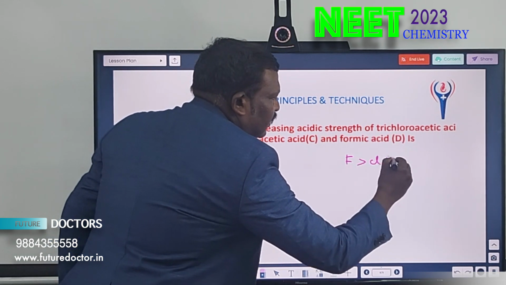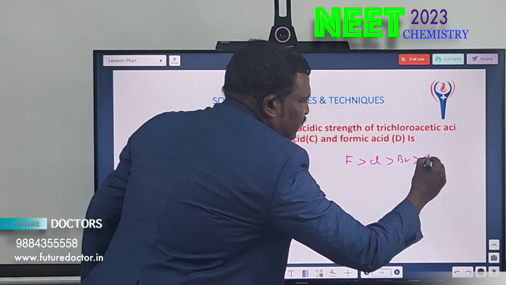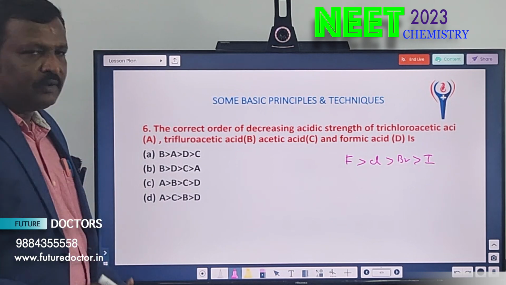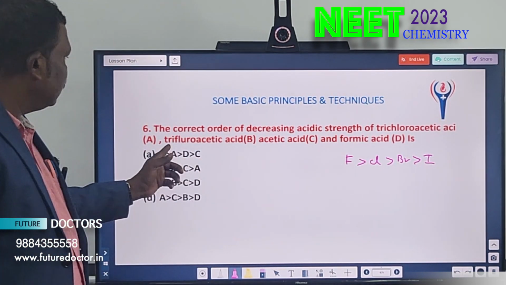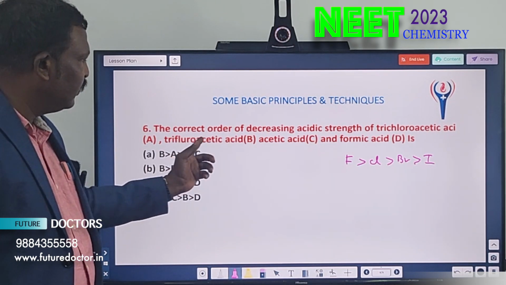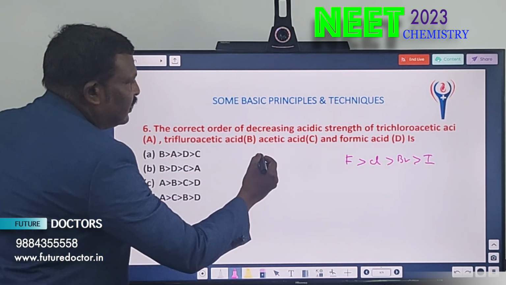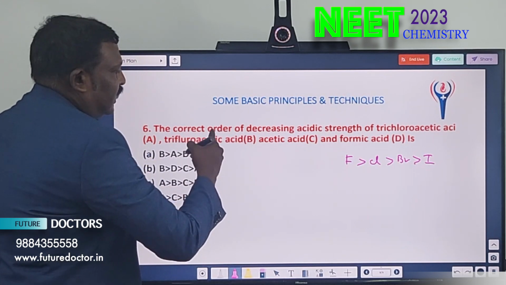Fluorine, then chlorine, then bromine, then the least one is what? Iodine. Okay, any compound having fluorine has more electron withdrawing tendency. So which compound has fluorine? This is trifluoroacetic acid. So B has it, and they are asking for the correct order of decreasing.